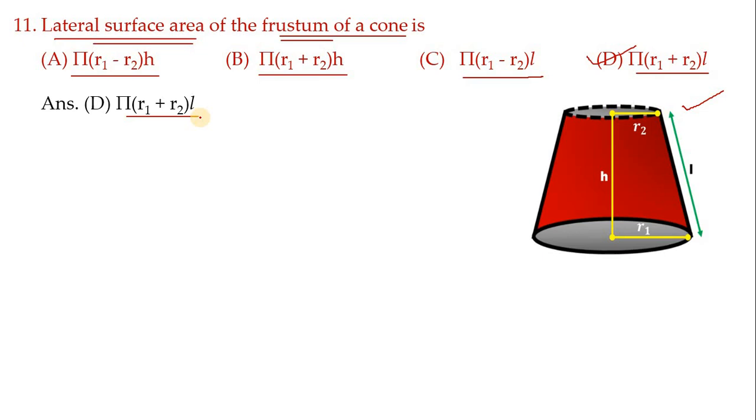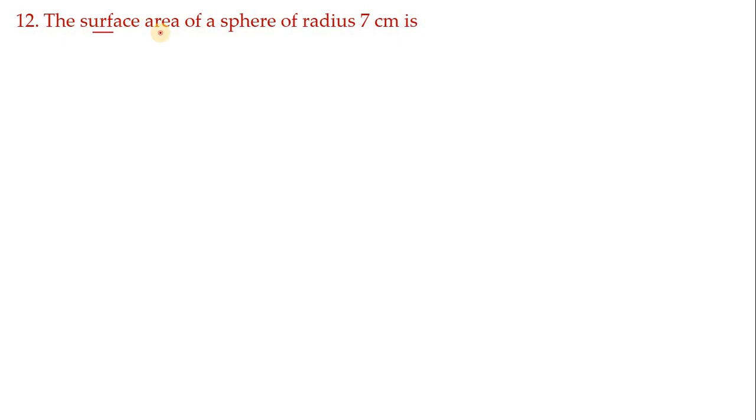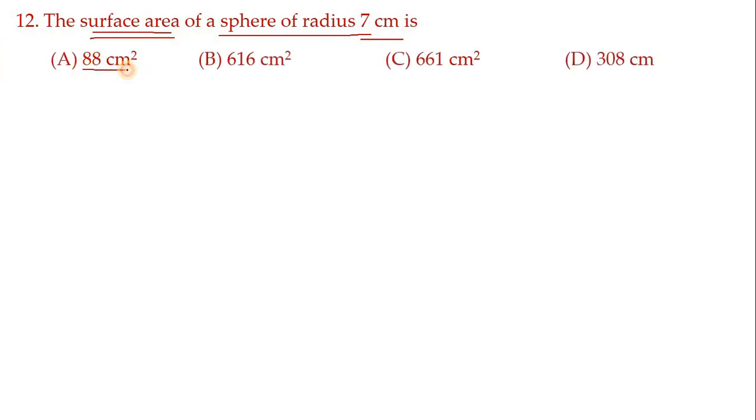Move on to the next one. The surface area of a sphere of radius 7 centimeter is. Here also we wanted to find surface area, in the sense total surface area of sphere. Given options are 88 centimeter square, 616 centimeter square, 661 centimeter square, 308 centimeter. So this cannot be the option.